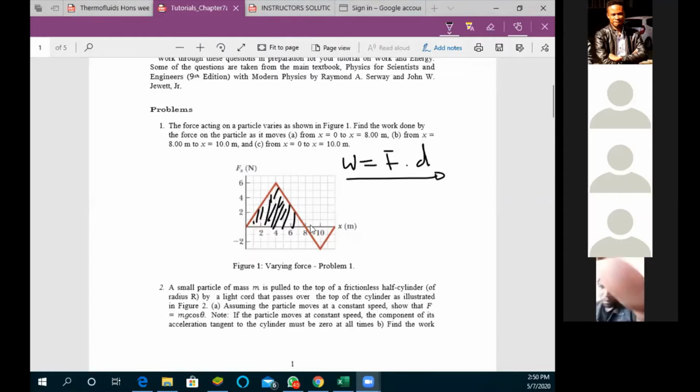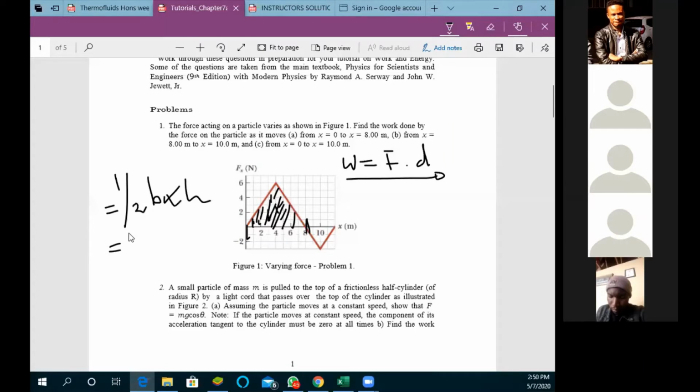Let's continue. Okay, so the area under the curve gives us the product of these two entities. In this case, we are looking for the work done by the force when it moves from x equals 0 to x equals 8, which means from this point to this point. So it's just the area under the curve. We can calculate it using geometry. The area of a triangle is given by half base times height, isn't it? Yes. So in this case, half times the base, which we take as 8, times our height, which is 6.